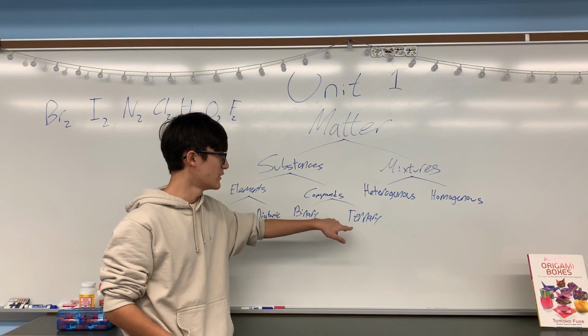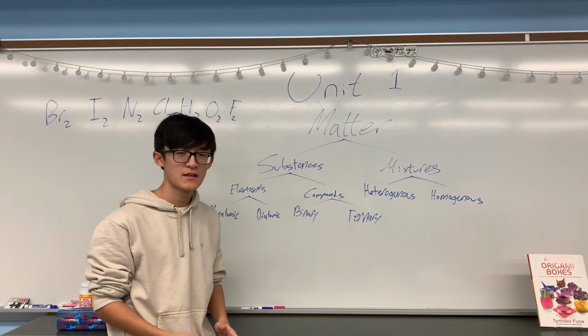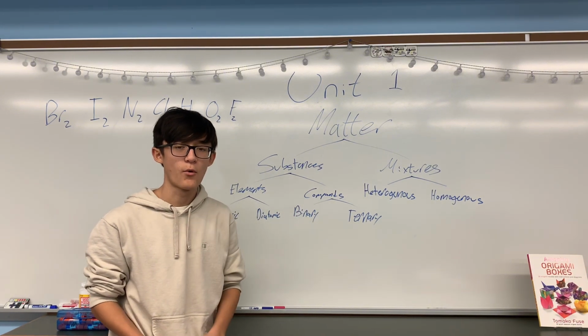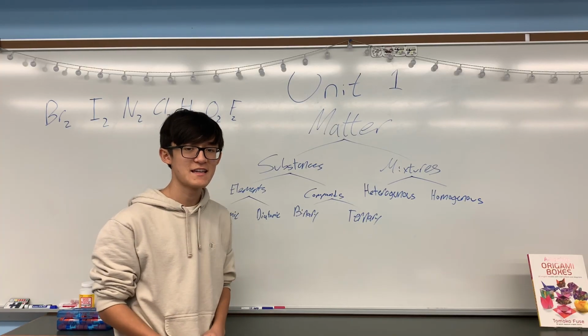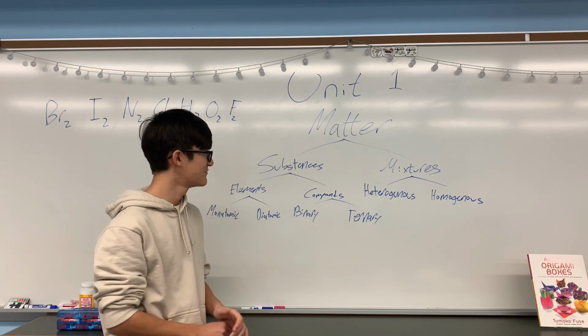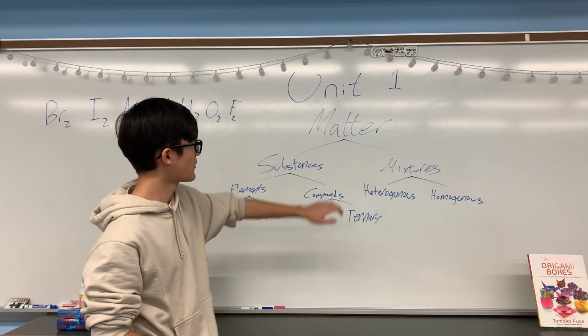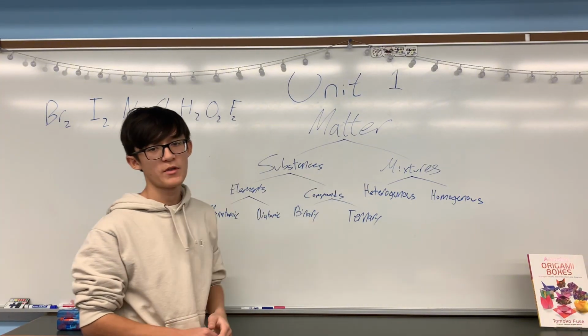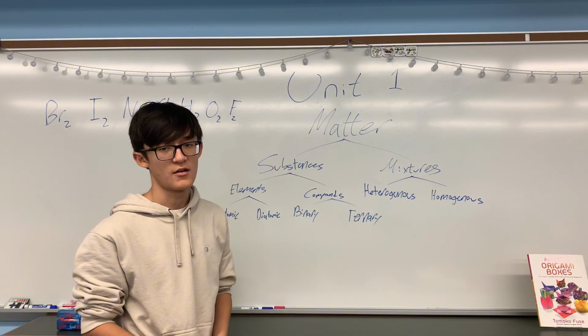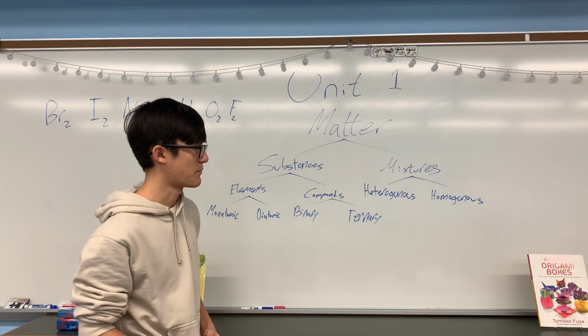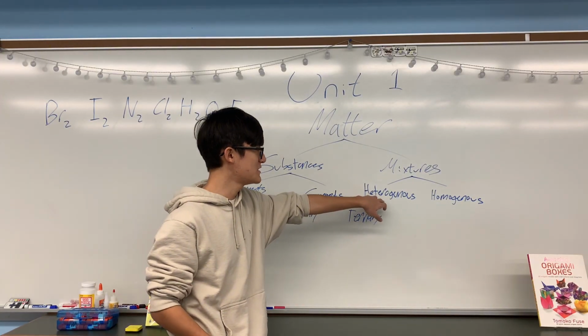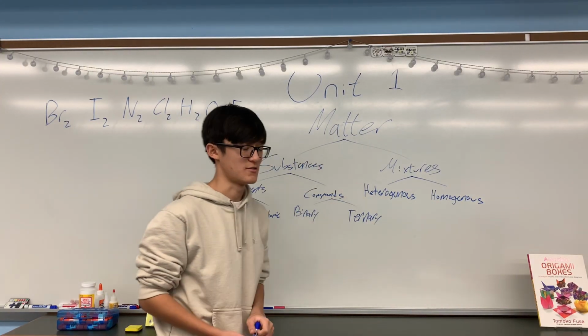Over here, we got ternary compounds. Those are any compounds that are formed of three or more elements, like CH3Cl. That's an example. Now we're going over to mixtures. Mixtures are more than one substance mixed together, and they can be physically separated. We either have heterogeneous or homogeneous mixtures.